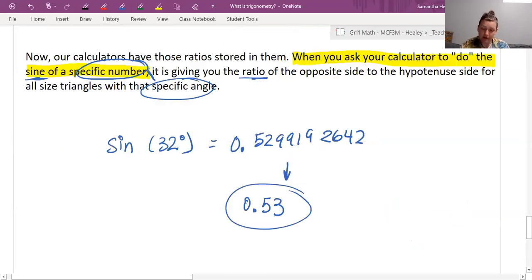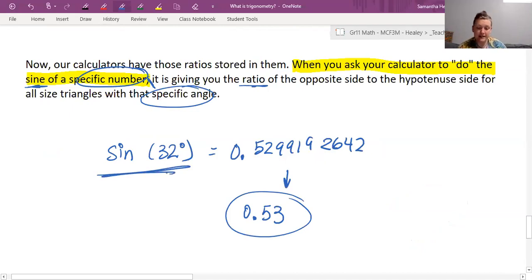If earlier when you put in sine of 32 you did not get that number, that means your calculator is currently in radians. So if you did not get the same answer, your calculator is in radians and you need to switch it to degrees. If you did get the same answer, then it's good to go. That's like going 100 kilometers per hour in a 100 kilometer per hour zone. So you're good to go.